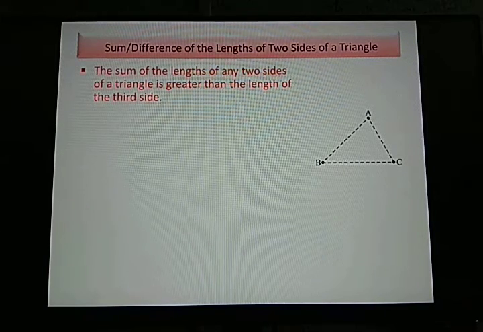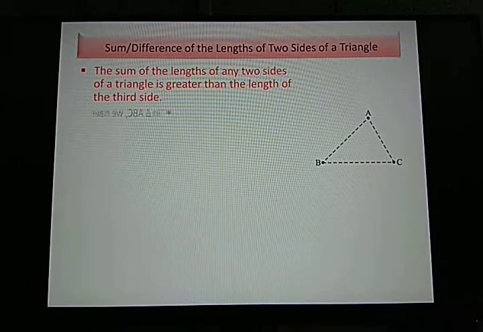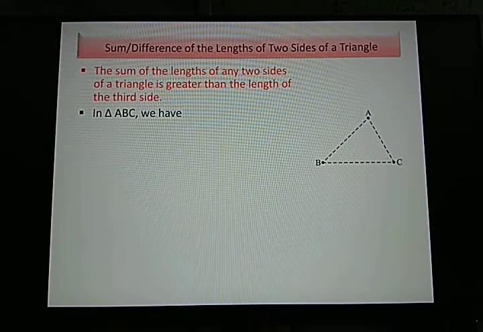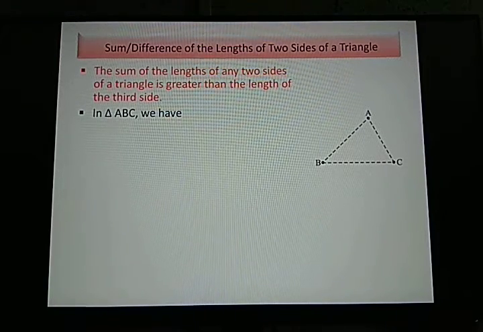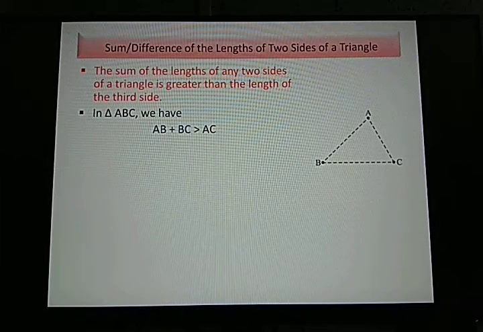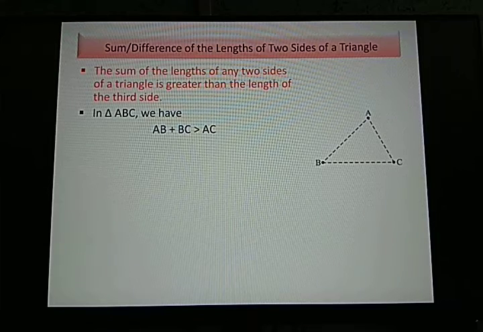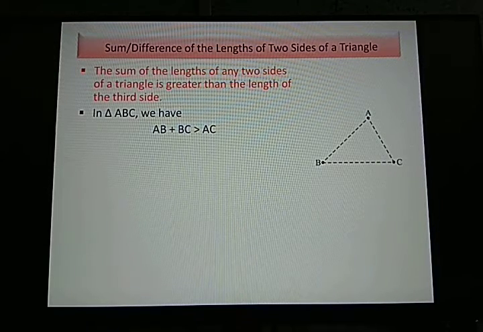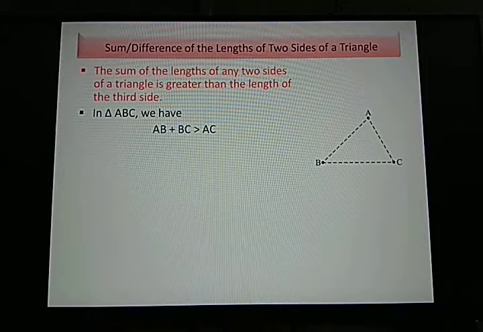Clear? So here in triangle ABC, we will have three cases that might arise. The first case is AB plus BC. If we take the sides AB and BC, we don't know their lengths. Whatever their lengths, if we take their sum, then the side which we have not considered, that is AC, will be our third side. The side which we don't consider in the sum is the third side.